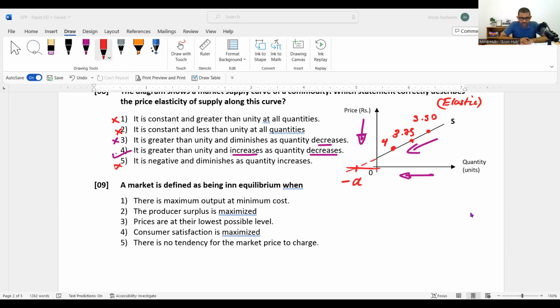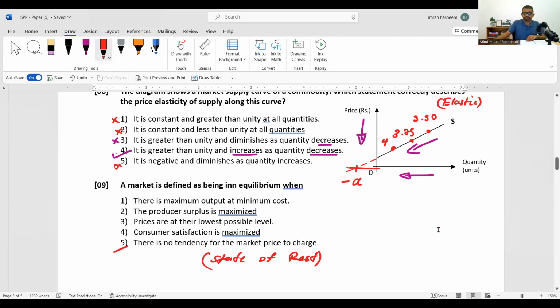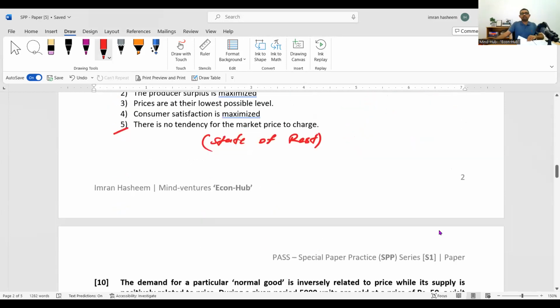Okay? Right. There is no tendency for the market price to change. There we go. The conceptual, technical meaning of the word equilibrium. Remember, state of rest. That is what is being tested here. Basic idea: we adjust, tending towards equilibrium. When we are at equilibrium, there is no tendency for change. Okay? Correct answer number 5.